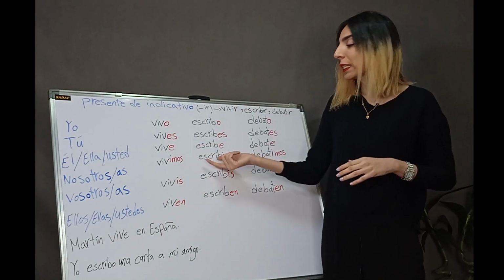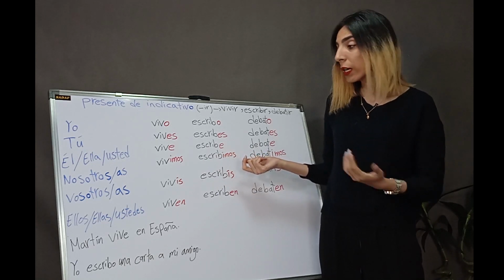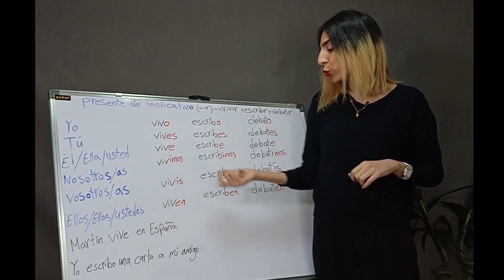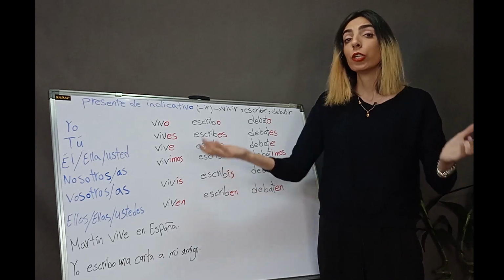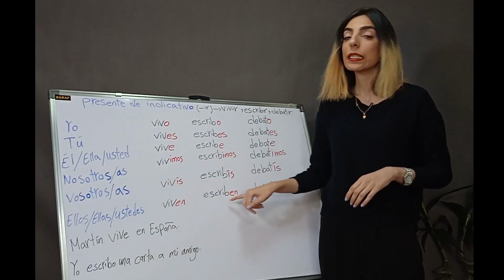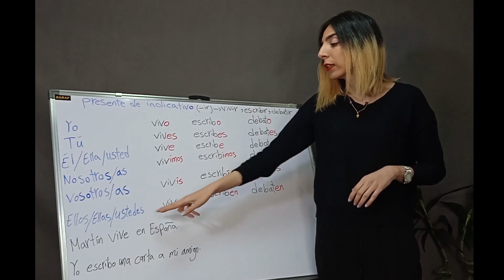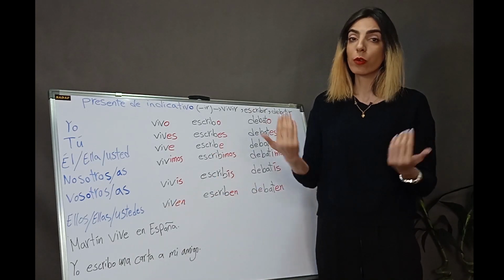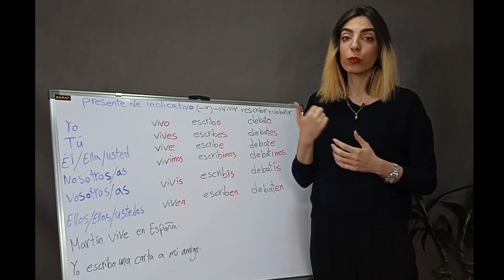Nosotros, nosotras escribimos, we write. Vosotros, vosotras escribís, you write, plural form. Ellos, ellas escriben, they write. Ustedes escriben, you write, formal form and is plural.